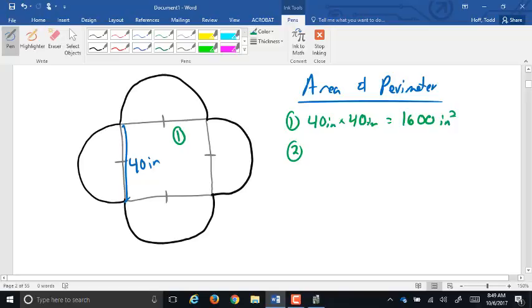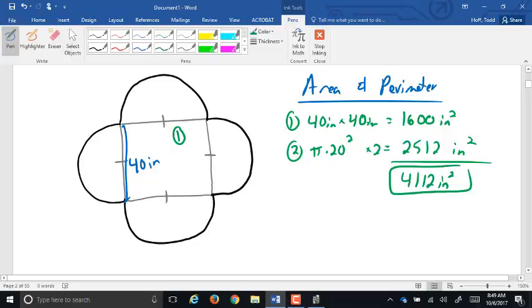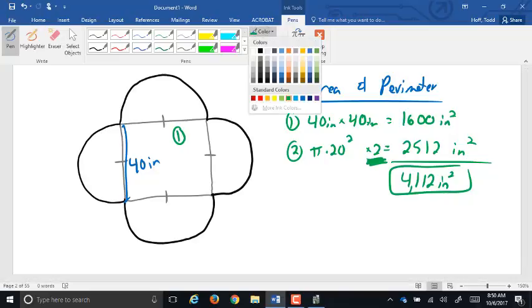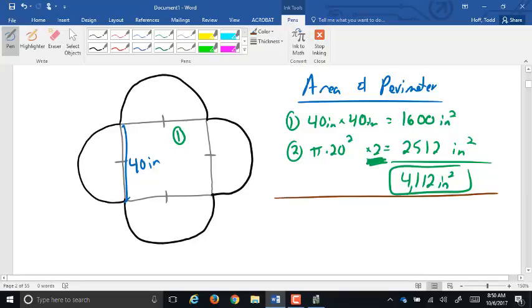Second, if I put those circles together, pi times 20 squared, then times 2, because there's 2 of them. 2,512 inches squared. So all it was is those 4 half circles made 2 complete circles. So I found the area of one circle and just multiplied by 2. So 4,112 square inches is the area of that.